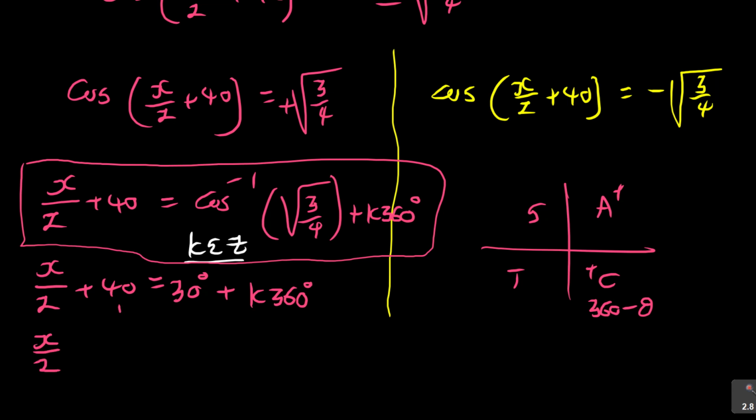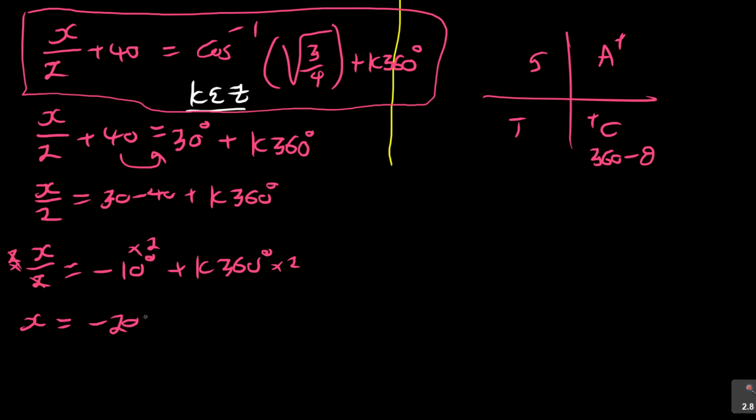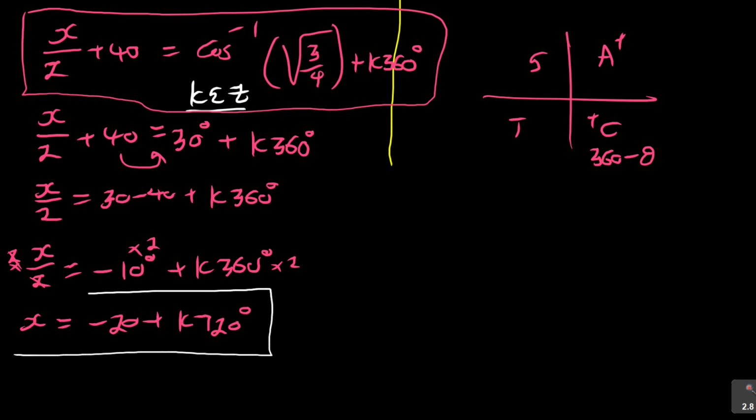X over 2, take 40 to the other side. It will be equal to 30 minus 40 plus k 360. So you continue with it to say x over 2 is equal to minus 10 degrees plus k 360. Then you have to multiply by 2 to get rid of that 2. You see that? So x, therefore, is negative 20 plus k 360 times 2, which is 720 degrees. That's the first answer there, the general solution.